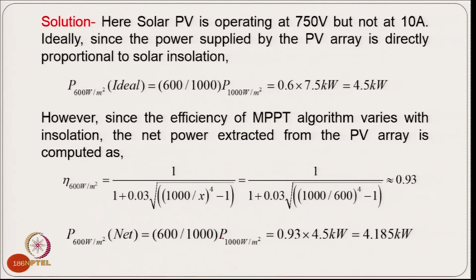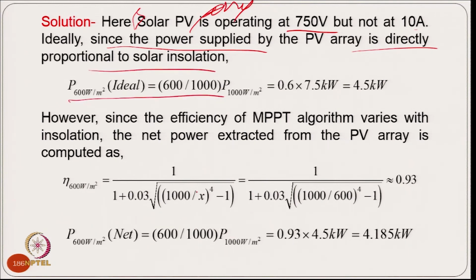So, coming to the numerical part, here the solar PV array is operating at 750 volt, but not at 10 ampere. Ideally, the power supplied by the PV array is directly proportional to the solar insolation. So, corresponding to typically 600 watt per meter square compared to 1000 watt per meter square, you can have 0.6 into 7.5. So, it generates 4.5 kilowatt.